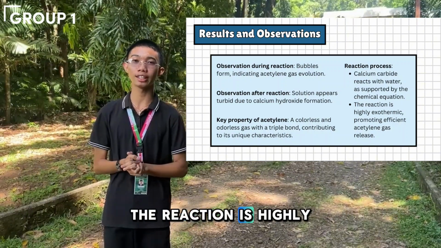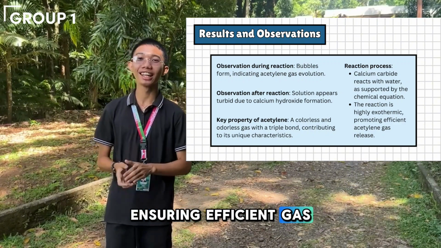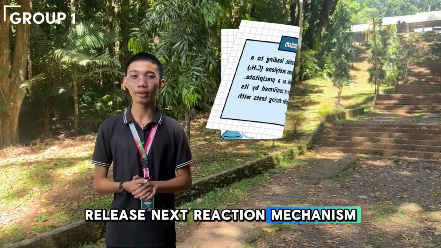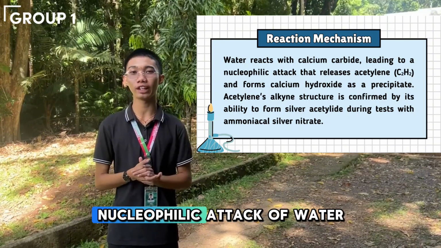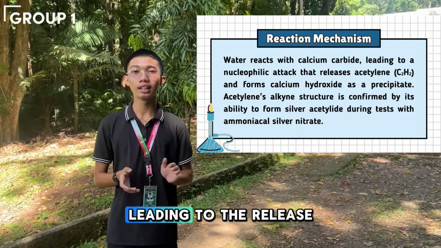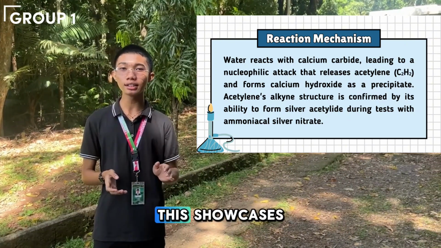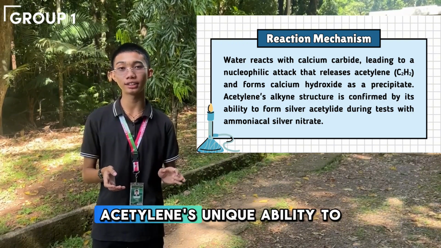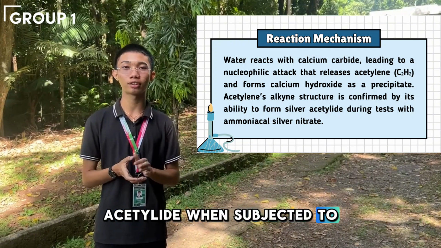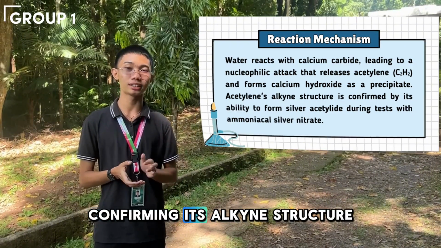The reaction is highly exothermic, ensuring efficient gas release. Next, reaction mechanism. The mechanism involves the nucleophilic attack of water on calcium carbide. Water donates protons, leading to the release of acetylene and calcium hydroxide precipitate. This showcases acetylene's unique ability to form silver acetylide when subjected to tests like ammoniacal silver nitrate, confirming its alkyne structure.